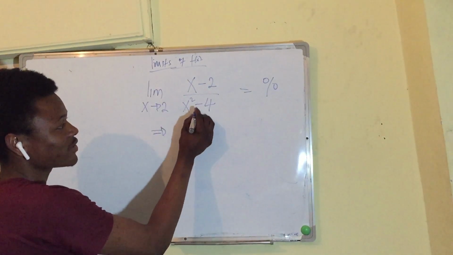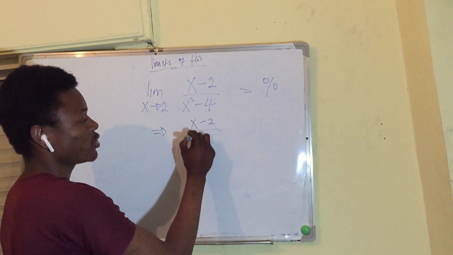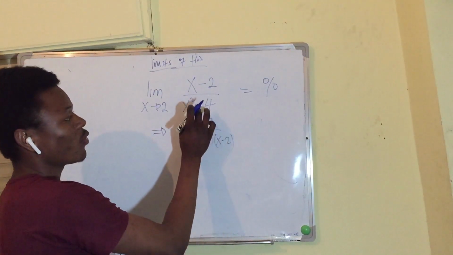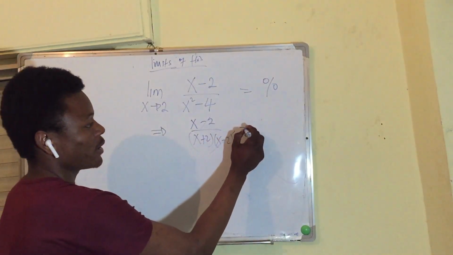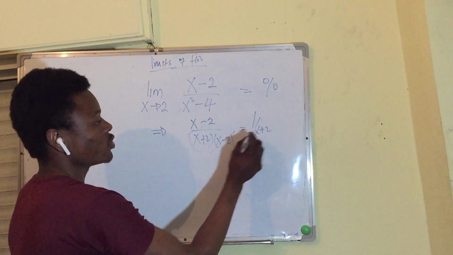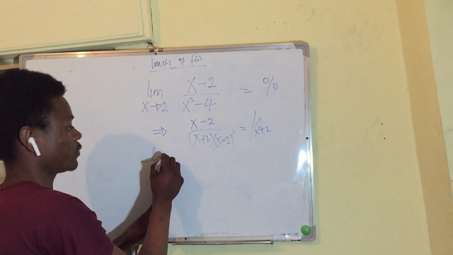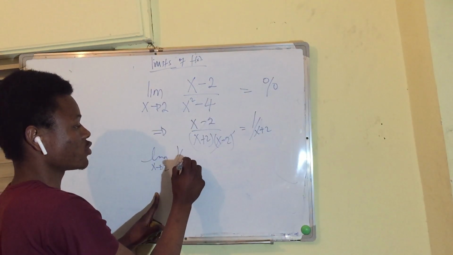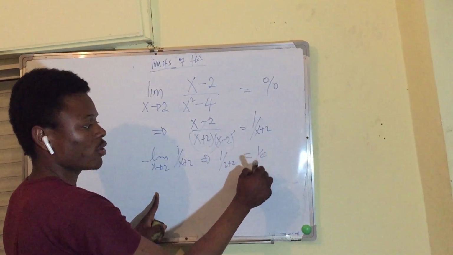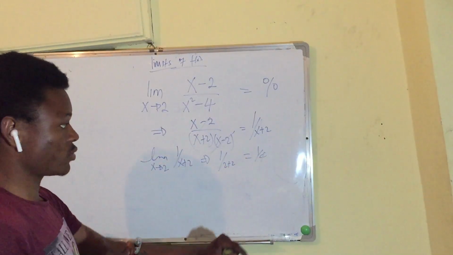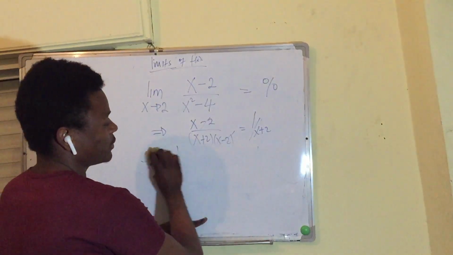So yes, if we factorize the bottom, it will be x plus 2 bracket x minus 2. In this case, this factor can cancel this one. Alright? We have 1 all over x plus 2. So the limit as x approaches 2 of 1 all over x plus 2 is 1 all over 2 plus 2, and it is equal to 1 all over 4. So this limit exists and it is equal to 1 all over 4. And another problem.